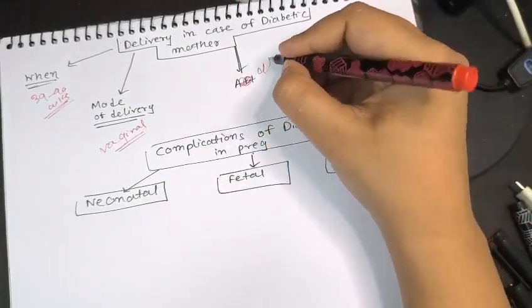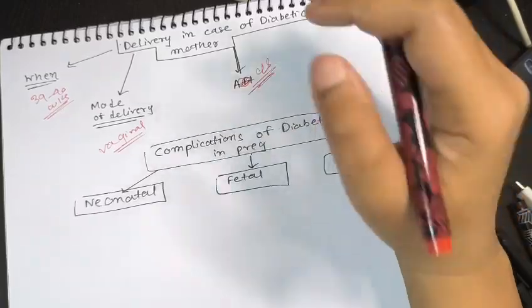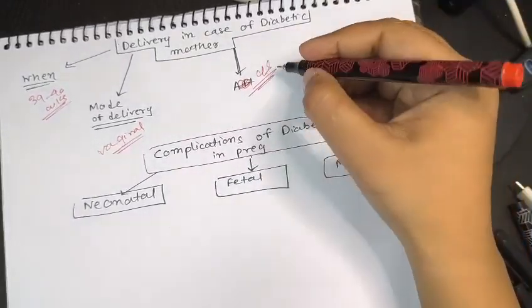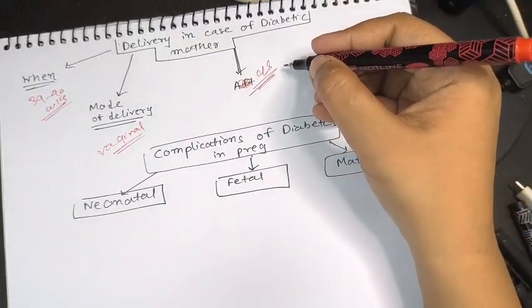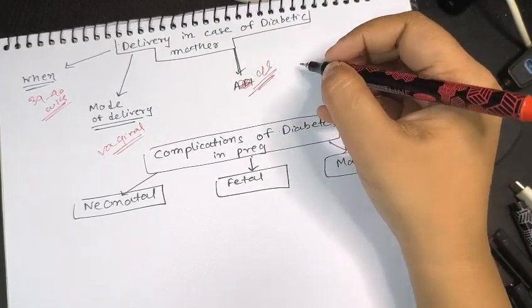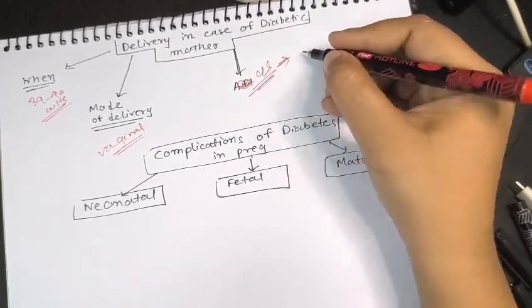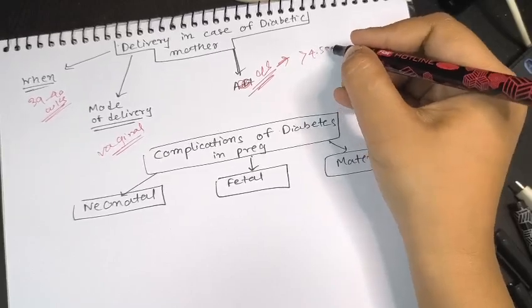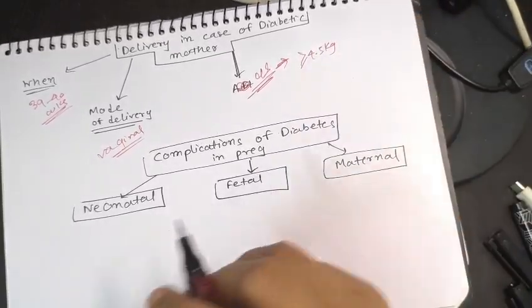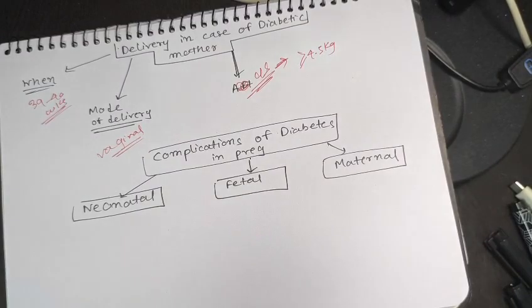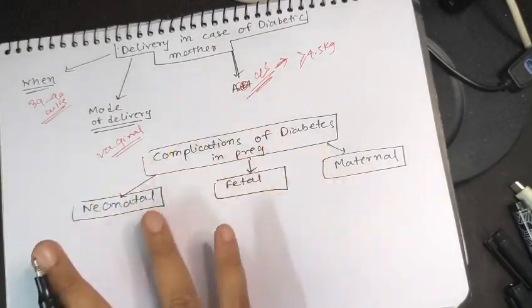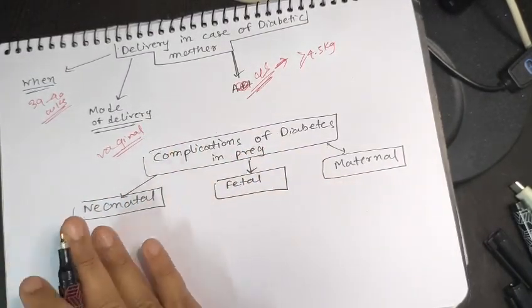If we say cesarean, we can also carry it out, but there are certain conditions when we will have to carry out cesarean section in case of a diabetic mother. If the baby weighs more than 4.5 kilos, that is a condition of macrosomia, we can carry out cesarean section.